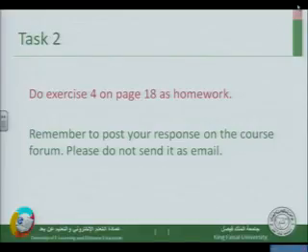Okay? And of course, if you read the question on exercise number 4, it gives you clear details as to what to do.